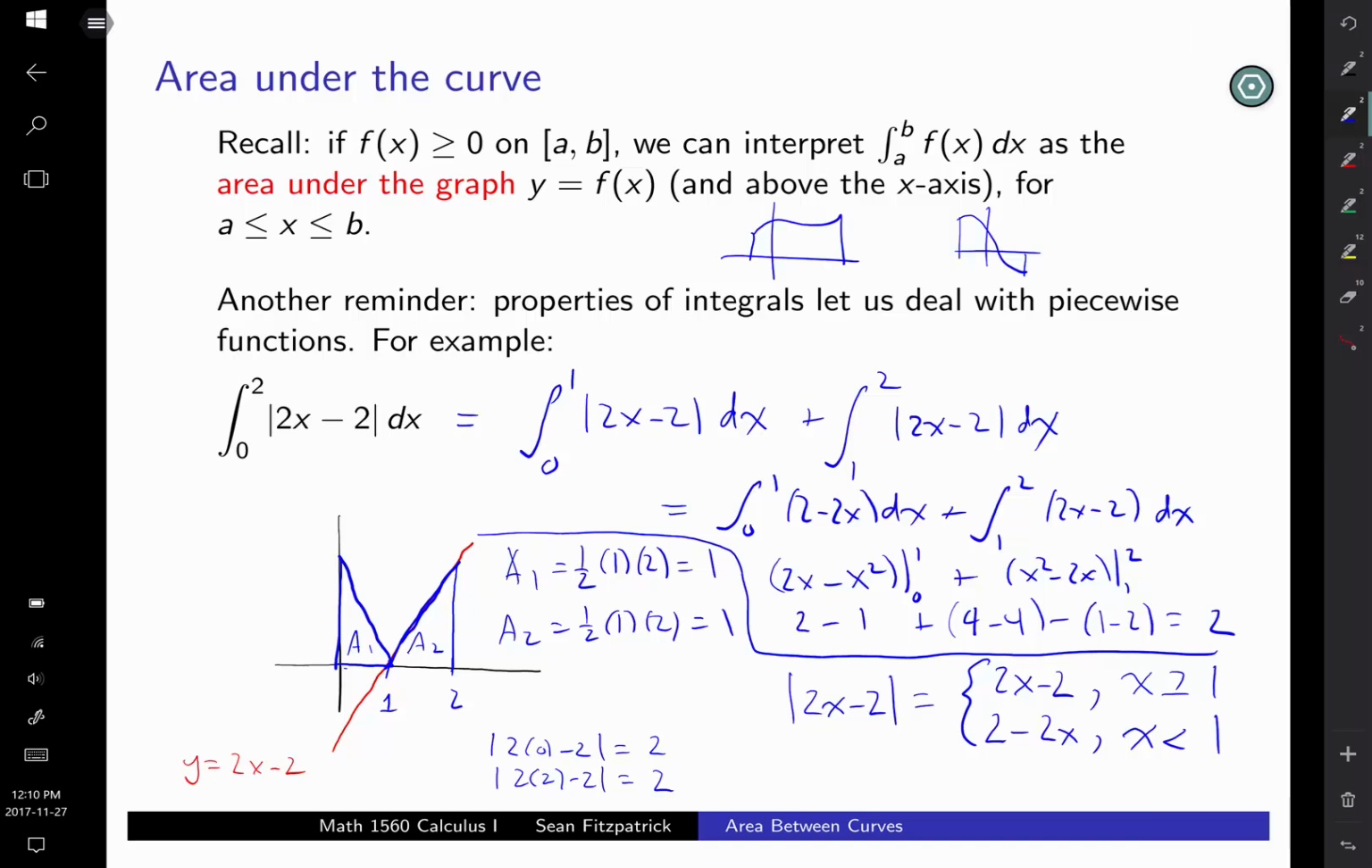I mentioned this integral involving absolute values because, in the very last slide, if you want to look at the general procedure for finding area between curves, sometimes you're going to have to deal with these absolute values and split things up. We'll see what happens in a bit.